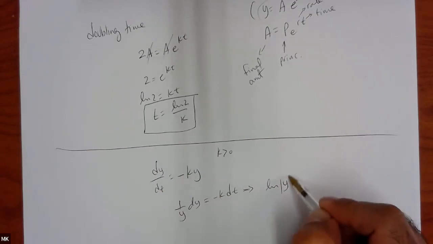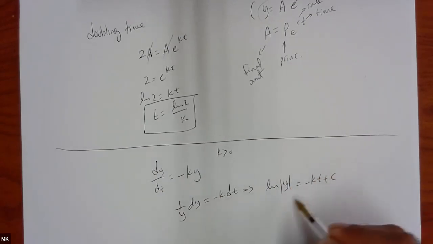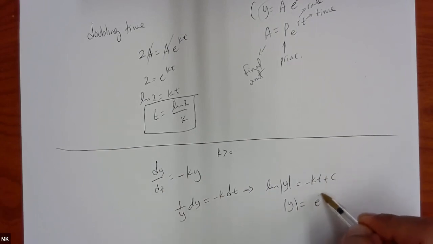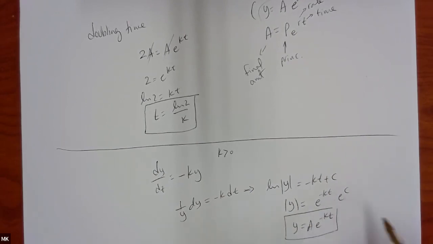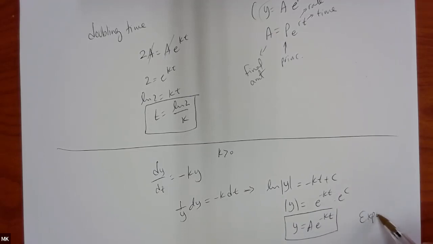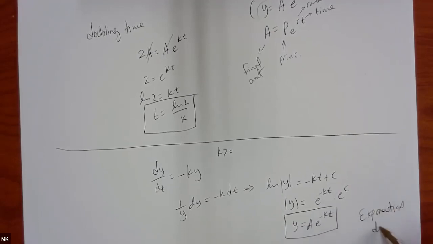Once again, natural log of y by integration is negative kt plus c. y is equal to e to the negative kt times e to the c. And y is equal to A e to the negative kt. This is called the exponential decay model. The things that decay exponentially are radioactive decay, carbon dating. Drug in the bloodstream decays exponentially. We have Newton's law of cooling, where the drop is exponential. So those are examples of it.